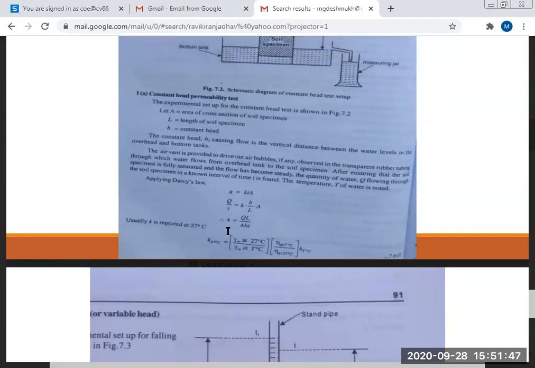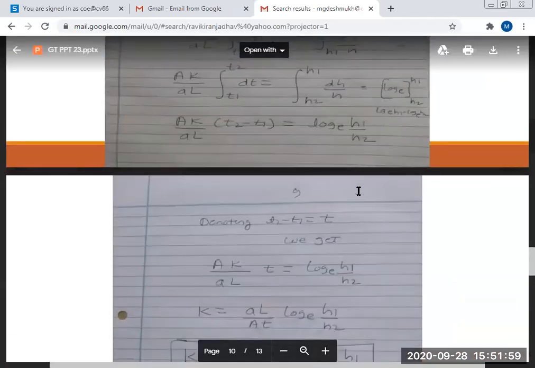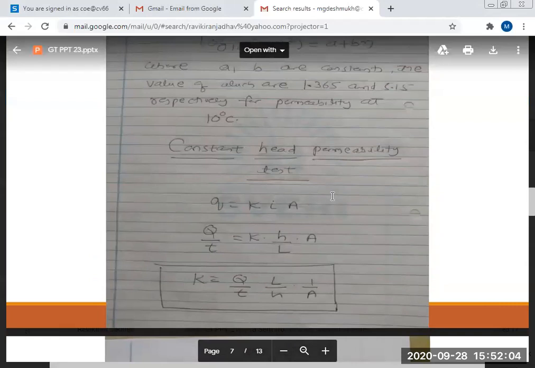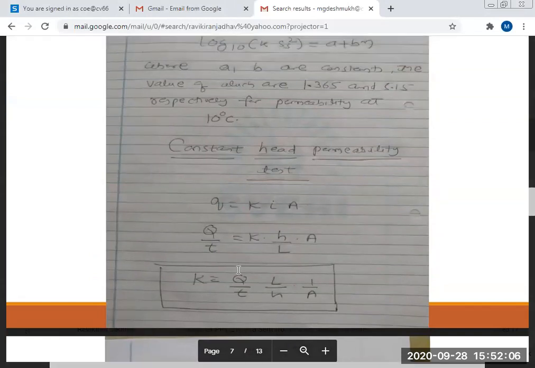So from this you can write K is equal to Q into L by AHT. Therefore K is equal to Q into L by AHT. I told you the short form of this here. So this is the formula: K is equal to Q by T into L by H into 1 by A.